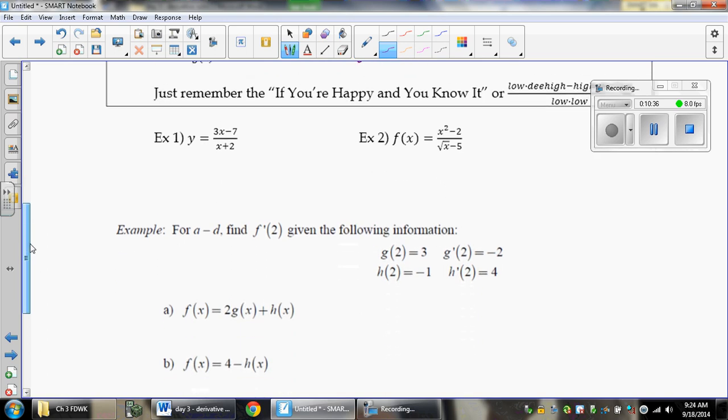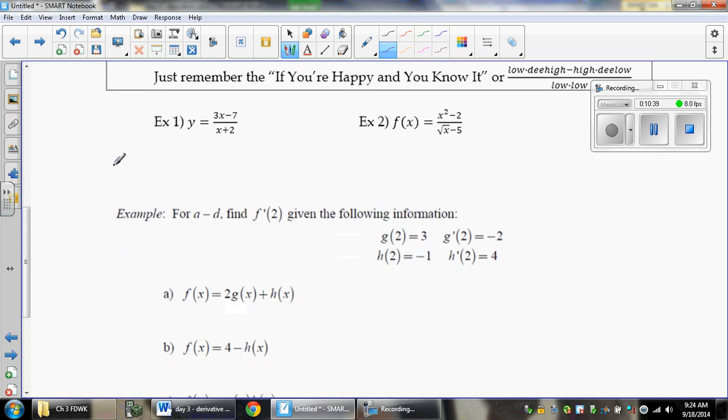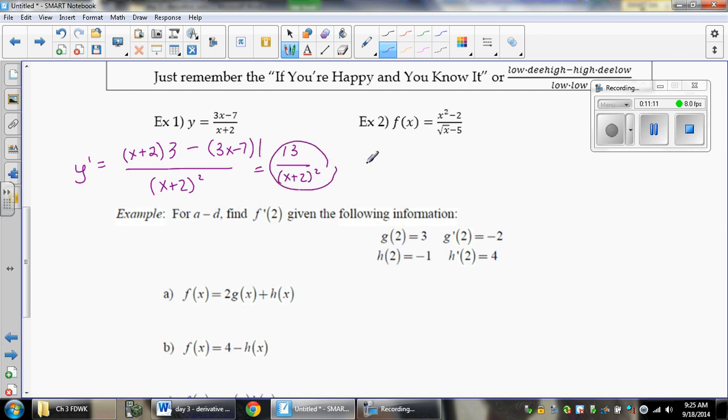So the quotient rule, I will quickly go through one, and then you can do the other. If I do the quotient rule down here, y prime is going to be the bottom times the derivative of the top minus the top times the derivative of the bottom all over the bottom squared. Now this is just begging to be simplified because it's easy, so I am going to simplify this one. So I've got 3x minus 3x, so those are gone. 6 minus negative 7, so 13 on top, over x plus 2 squared. So there's our derivative there. I want you to pause, try example 2, and then come right back.